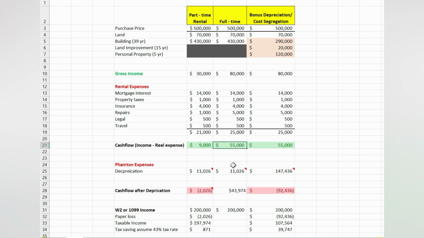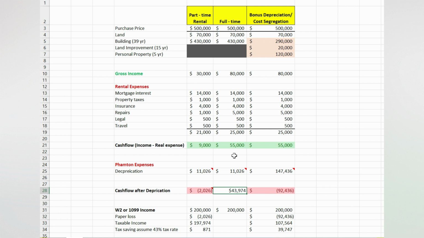Depreciation is the same, which is a little bit over $11,000 in this case. And the cash flow after depreciation is $43,000. Now, this person cannot claim a paper loss because they're not in the negative. However, this has actually reduced their passive income that's able to be taxed due to taking out of the phantom expenses from their rental income.